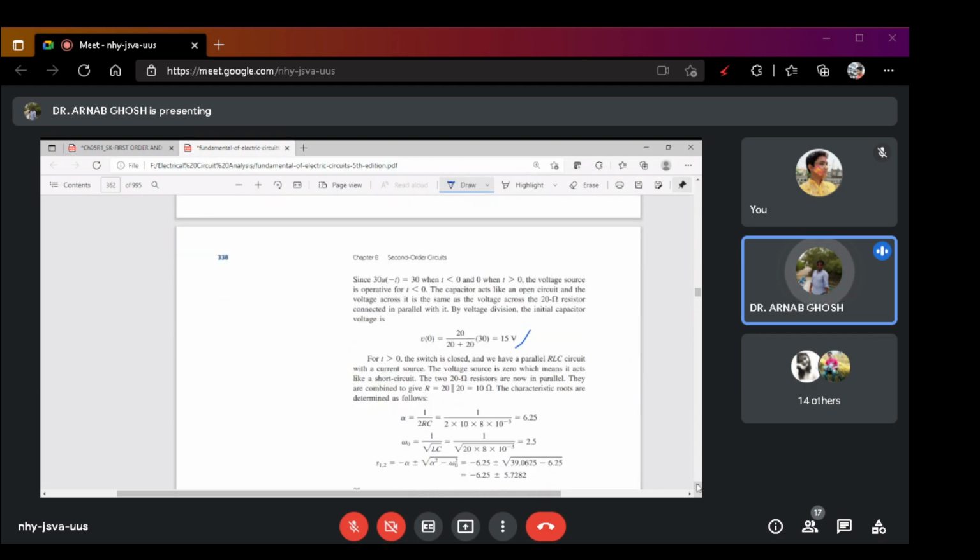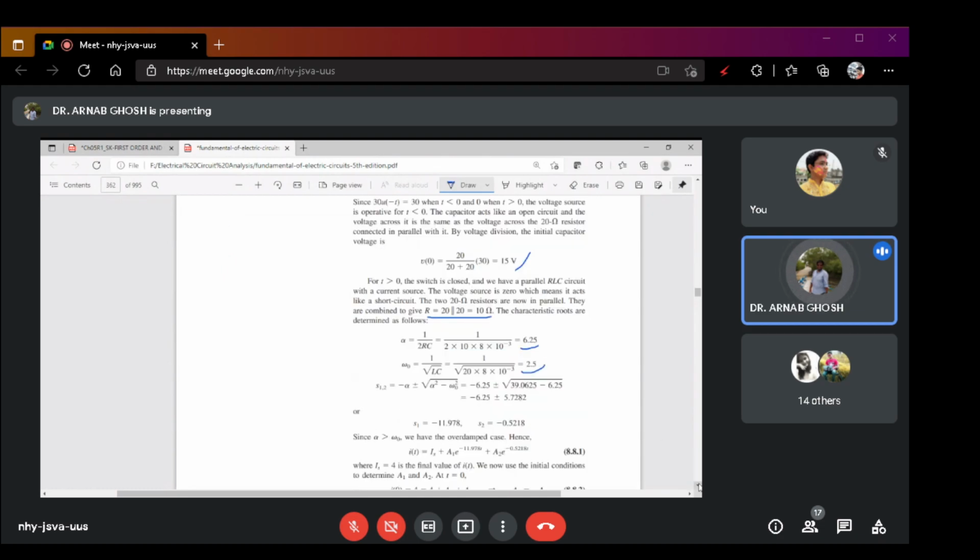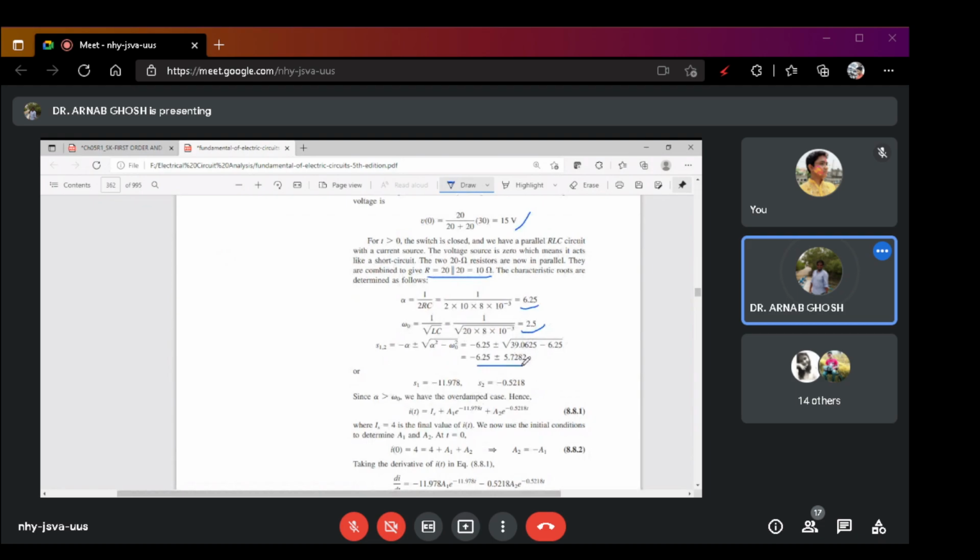Next, we calculate alpha. There are two resistors, so total R will be 20 parallel to 20, that is 10 ohm. So you put R equal to 10 ohm. You see, alpha is 6.25 and omega 0 is 2.5. Now you calculate S1 and S2.